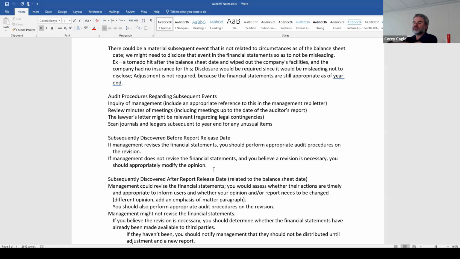The lawyer letter could be relevant. We talked about that last year. That'll shed some light on legal contingencies. We look at journals and ledgers after year end to see if anything big hit, anything unusual, that kind of thing. That's some of the procedures we would do.